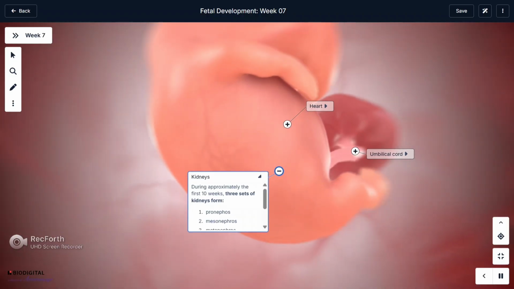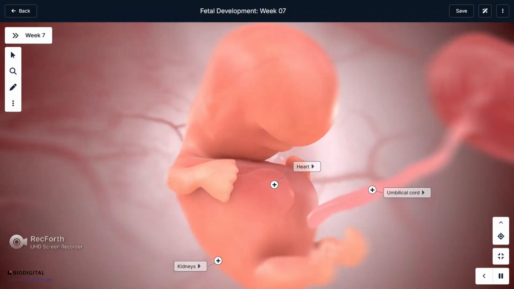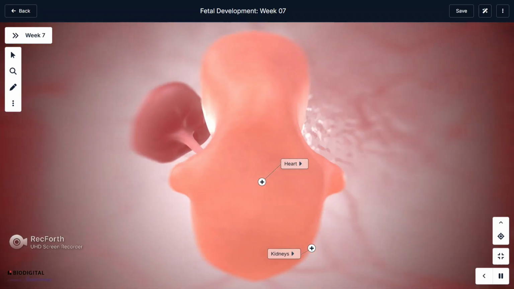During approximately the first 10 weeks, 3 sets of kidneys form. First is the pronephros, second, mesonephros, third is the metanephros. And the metanephros kidneys eventually develop into the permanent adult organ. So this is its development by week 7.